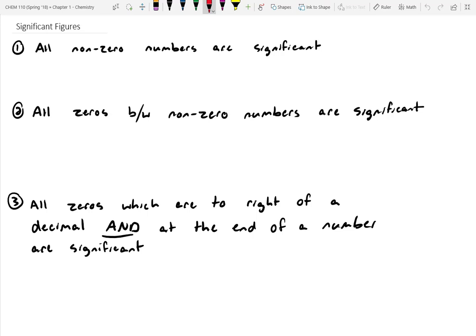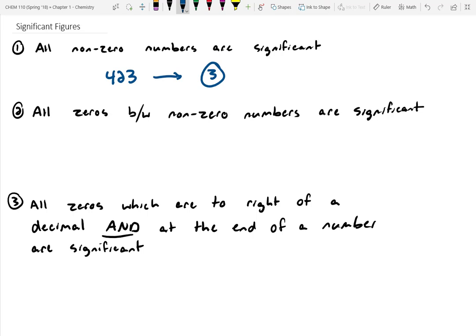And the first rule that we have is that all non-zero numbers are significant. So for example, I'll give you this number. 423. How many significant digits does this number have? 3, right? It's got 3 non-zero numbers. It means it has 3 significant digits or 3 significant figures.